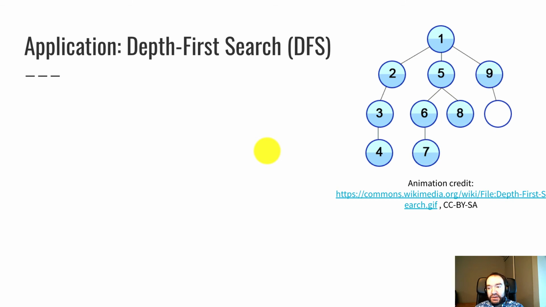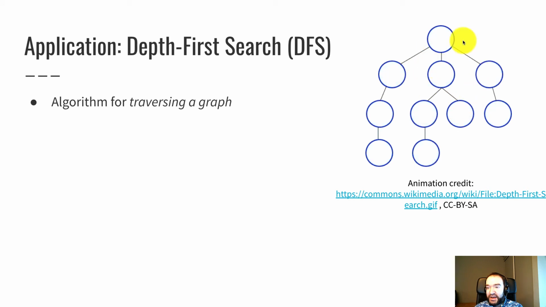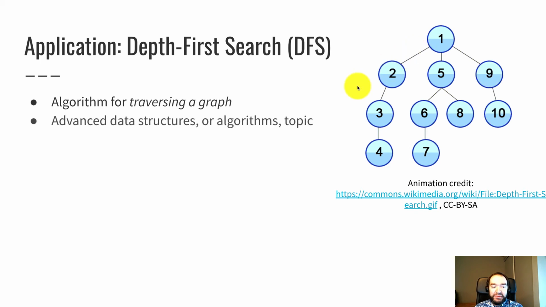Okay, another application is that stacks are usually used in the depth first search algorithm. This is an algorithm for traversing a graph. This over here is an example of a graph. It's these sites called vertices drawn as circles and these edges drawn as lines. This is really an advanced data structures topic for later in a course like this or in an algorithms course. So like I warned, this is kind of beyond the scope of the class.